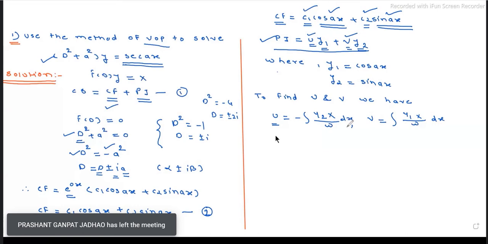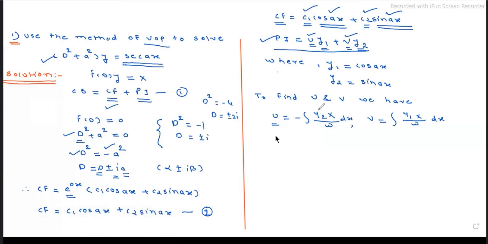Now here, which terms are known to you? Y2 is known to us. In the formula of U, Y2 is known to us. What is Y2? Sin ax. Okay, Y2 is sin ax. What is capital X?